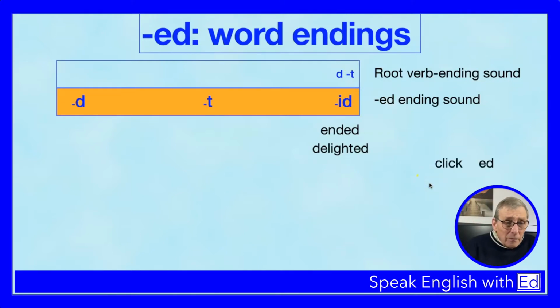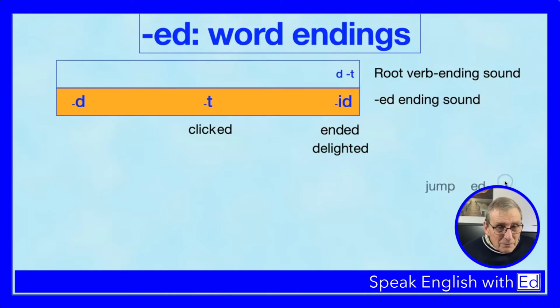So this doesn't end in a d or a t, so this is going to go into a different category. It's going to go into one of these categories. So we've got click. We've got ed at the end, but we don't say clicked with a d. It's got a T sound. Clicked. Say it with me. Clicked. There we go.